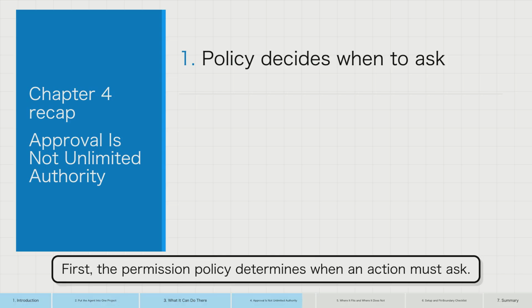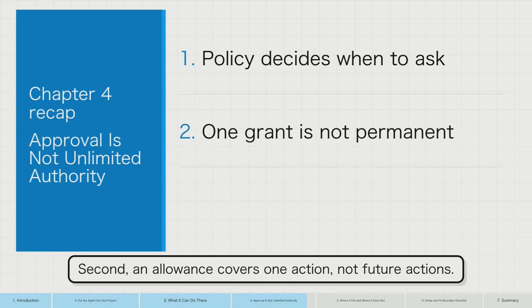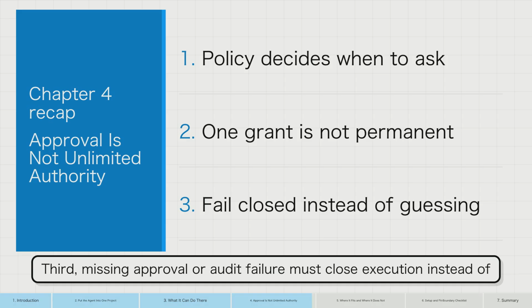Chapter Recap. First, the permission policy determines when an action must ask. Second, an allowance covers one action, not future actions. Third, missing approval or audit failure must close execution instead of guessing.